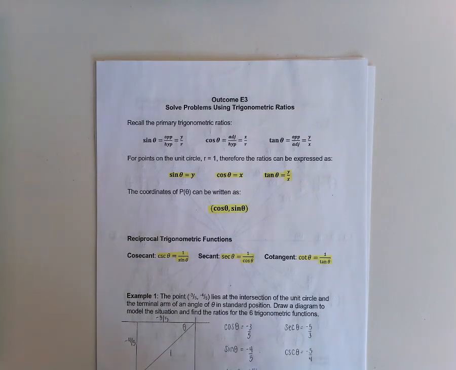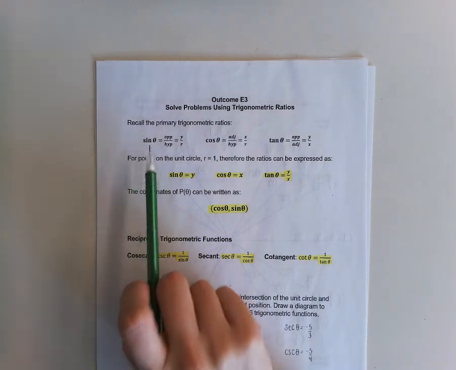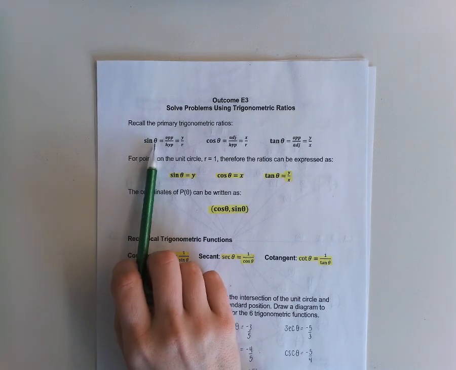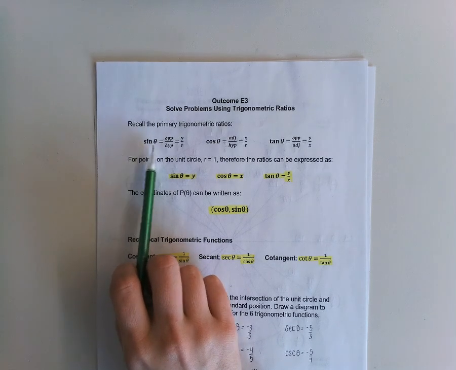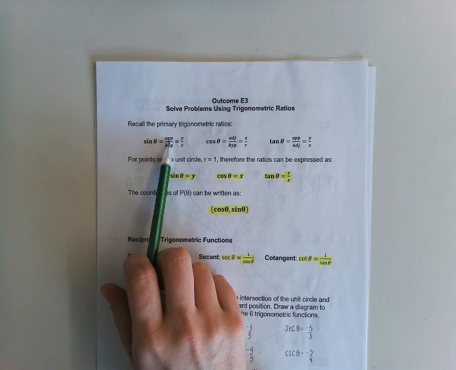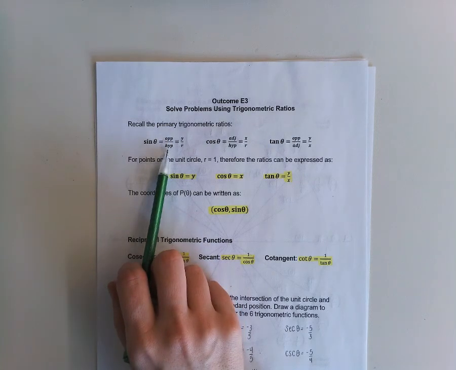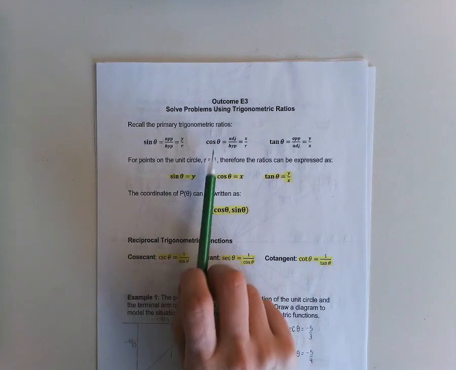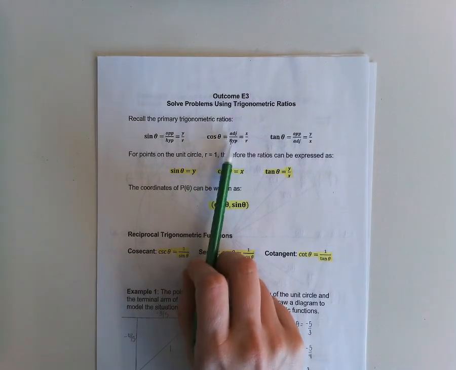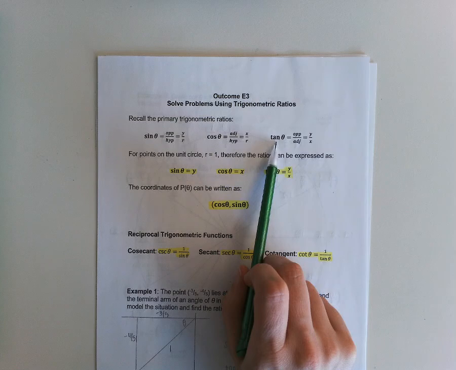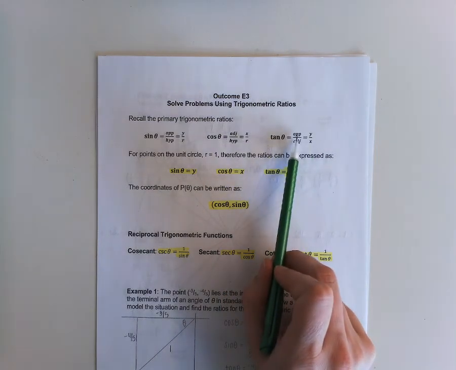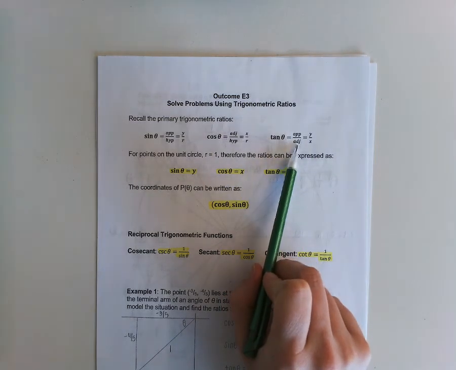In this lesson, we are going to be going over how to solve problems using trig ratios. So if you recall, the trig ratios are as follows. Sine theta, or sine of an angle, will always be equal to the length of the opposite side divided by the hypotenuse. Cosine of an angle will be equal to the adjacent side divided by the hypotenuse. And tan of an angle will be equal to the opposite side over the adjacent.